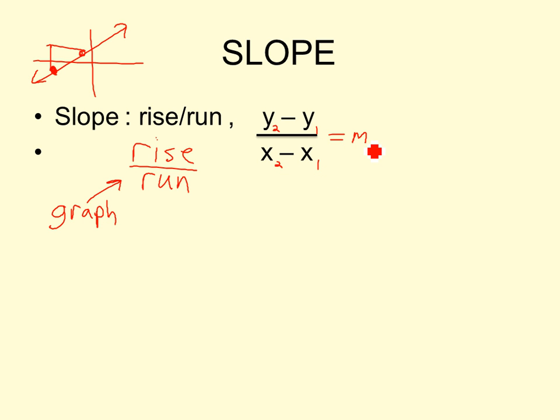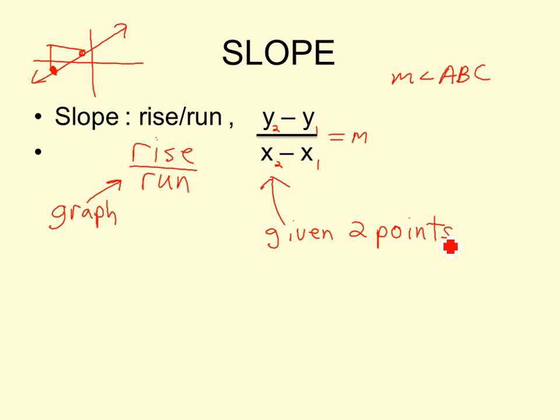Remember that M stands for slope. M stands for slope in math. Don't get that M confused with measure of an angle when we're using that in geometry. Just make sure you know the difference between the two and you can figure that out. You're going to use this formula when you are given two points. So if they tell you two points make a line, or two points are on a line, then use that formula.